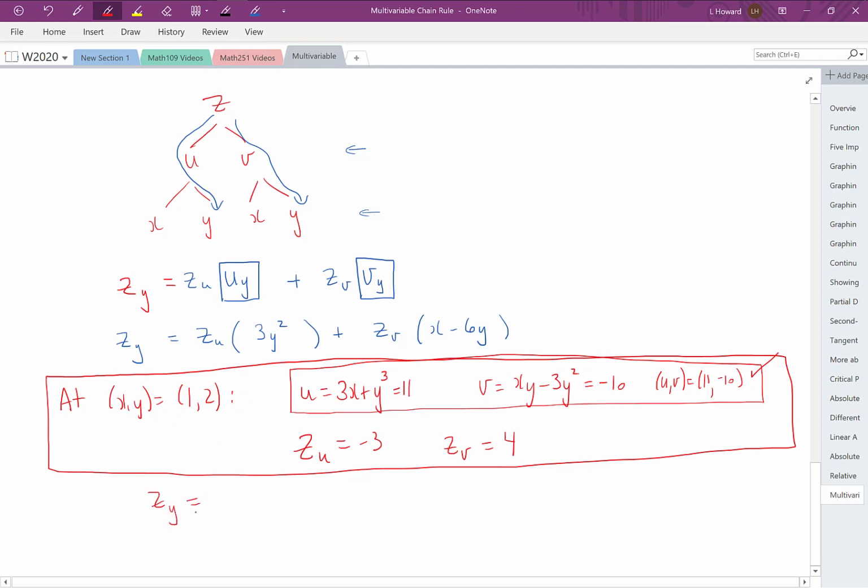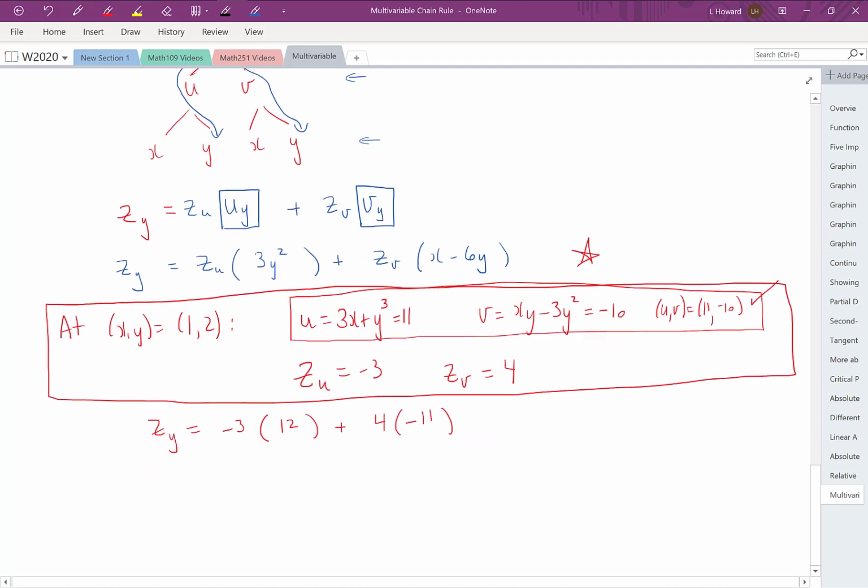Finishing off our calculation then, z sub y is going to be z sub u. At the point that we're talking about, z sub u is equal to -3. That gets multiplied by 3y squared. Y is 2, so 3y squared is 12. And then we're going to go plus z sub v. At the point that we're interested in, z sub v is equal to 4. And then, looking back at this step here, we are subbing into the x minus 6y. If x is 1, y is 2, then x minus 6y gives us -11.